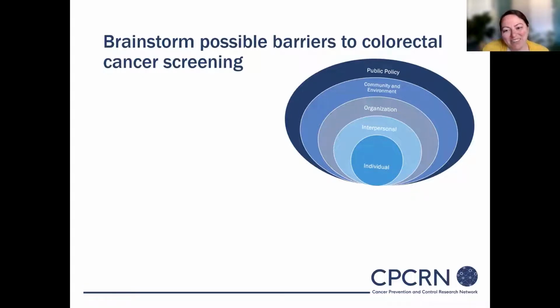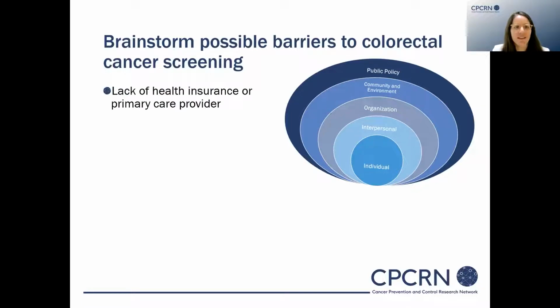There's a lot. Yeah, exactly. There's a lot. Insurance and transportation are the two that I would think of first. Yeah, and I think that was actually the very first one that I put as well. The lack of health insurance, or even, yep, you might not have a PCP, which someone put in the chat too. Thank you, Sydney. Low health literacy, that's on my list too. Yep.